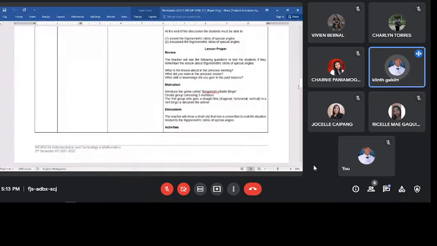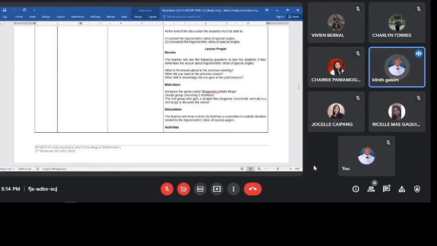And for our lesson proper, we will review. The teacher will ask the following questions to see if the students remember the lesson about trigonometric ratios of special angles. What is the lesson about in the previous meeting? What did you learn in the previous lesson? What skill or knowledge did you gain in the past lesson?